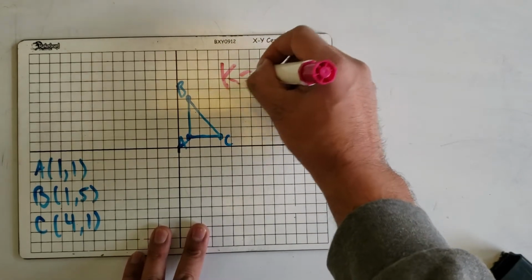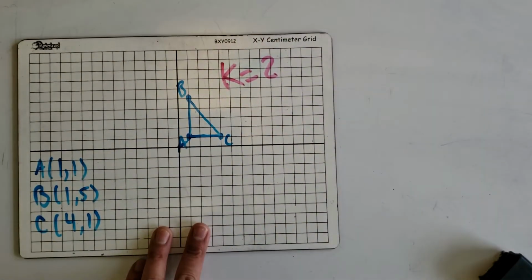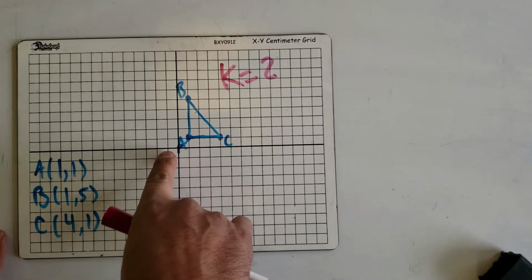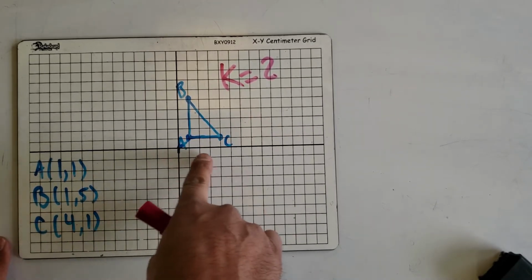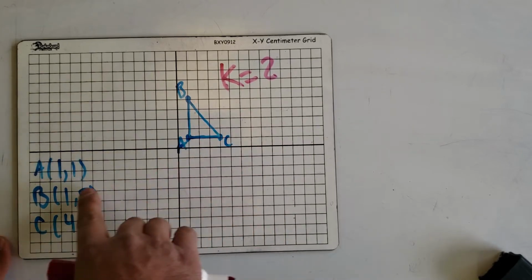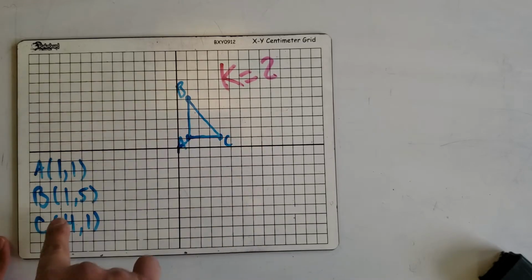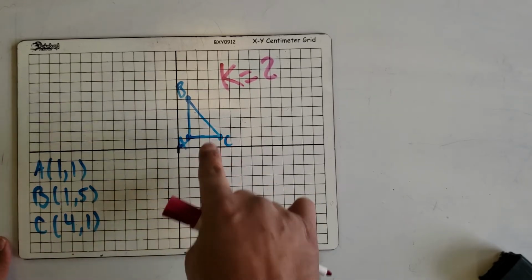Okay, so my scale factor for this one is 2. These are all my original points. Remember, to read a point, you always go left and right first. That's your x value. Then you go up and down. So right here, A is over 1, up 1. B is over 1, up 5. And C is over 4, up 1.